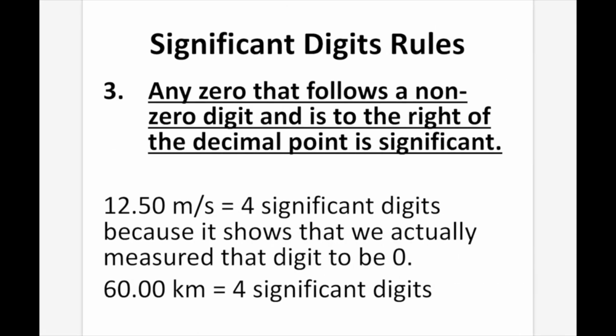Number three, any zero that follows a non-zero digit and is to the right of the decimal point is significant. We've actually measured that zero to the right of the decimal point, so we need to include it. So for instance, 12.50 has 4 significant digits because we've measured that zero to be a zero. 60.00 kilometers has 4 significant digits also because we've measured these two zeros. If we didn't measure them, then we would just simply write it as 60. That has less significant digits than 60.00.